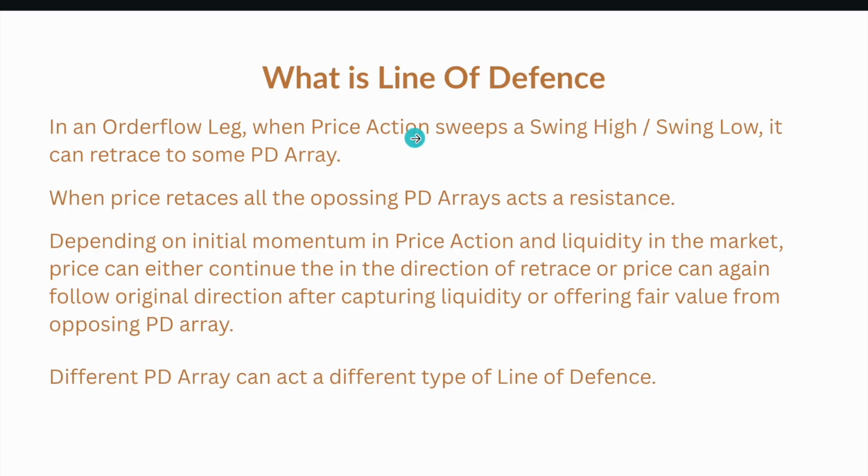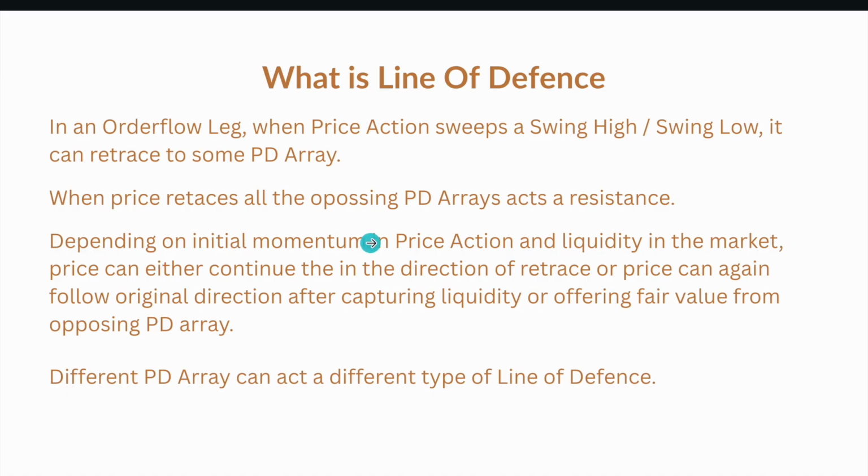So when price retraces, all the opposing PDRAs act as resistance. So what are the opposing PDRAs? This order flow leg is having a fair value gap. It might also have a fair value area. It will also have a swing high, swing low. So all these PDRAs act as a resistance to the price when price retraces.